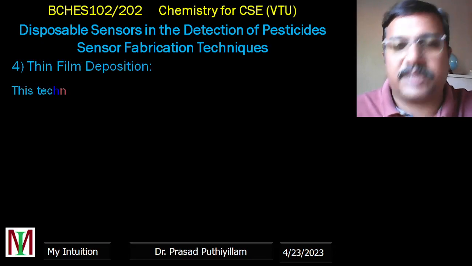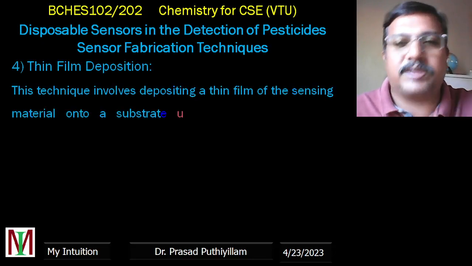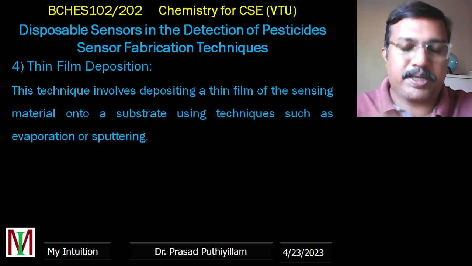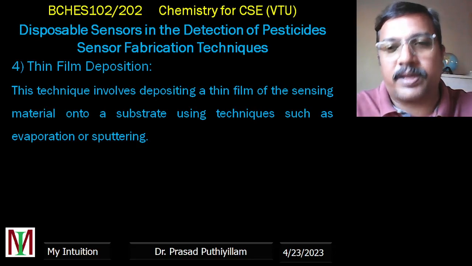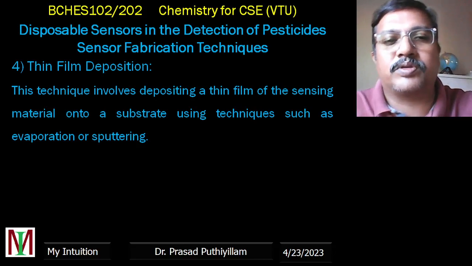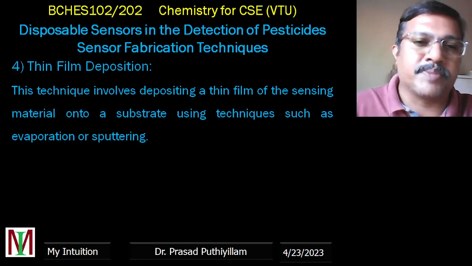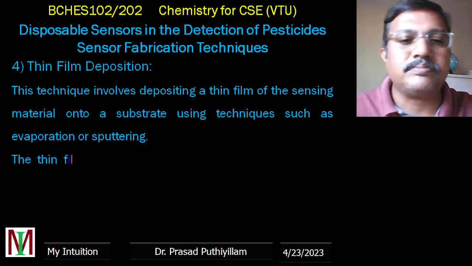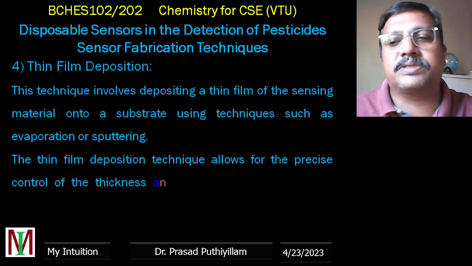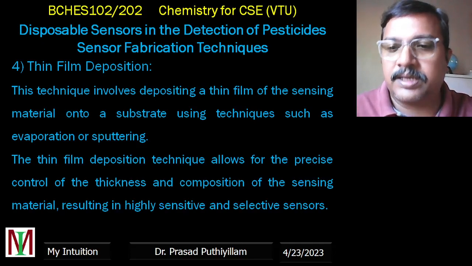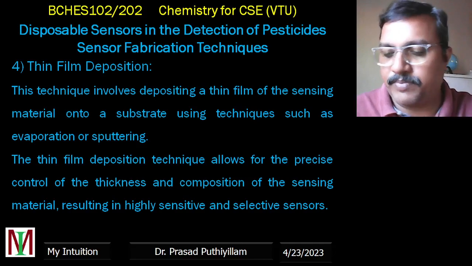Thin film deposition, either by evaporation: the solvent is taken in which the sensing material is dissolved, then it is poured into a pot, and the solvent is evaporated, so we get a deposition of the sensing material. That is called the solvent evaporation technique, or it can be sputtered on. The thin film deposition technique allows precise control of the thickness and composition of the sensing material, resulting in very highly sensitive and selective sensors compared to the spray one.